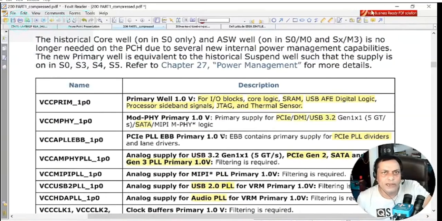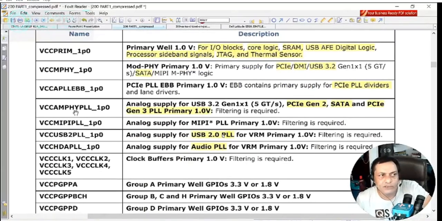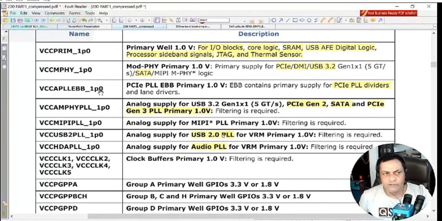So I have opened here the 300 series and 200 series datasheet, and you just write MPHY. Okay, so you will reach here, MPHY. This is a kind of memory. Physical memory is called MPHY. There are various types of memory, like block core logics, this is also a kind of memory. eMMC is also a kind of memory. GPIO is also a kind of memory.